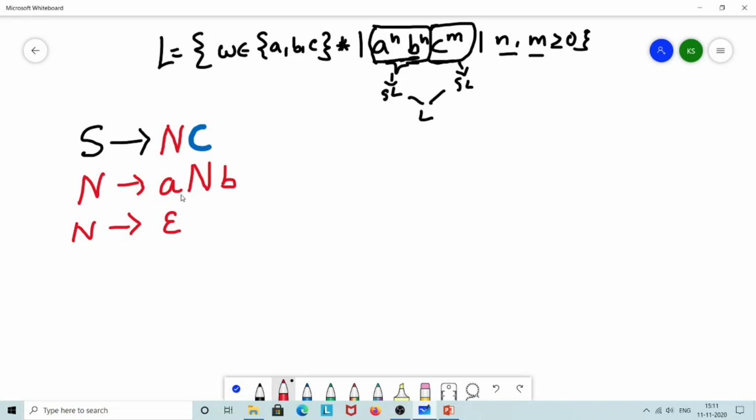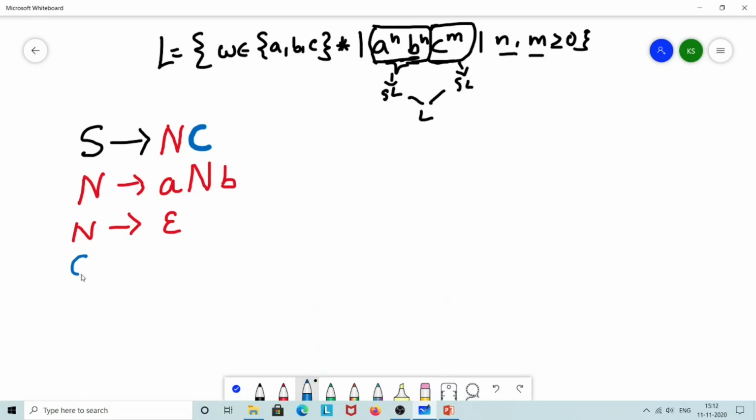All the A's come before B, and this N can be substituted with epsilon, or it can be further iterated to A N B, right? So with this I will be able to generate an equal number of A's and B's. Okay, and now I have to write the rules for C.